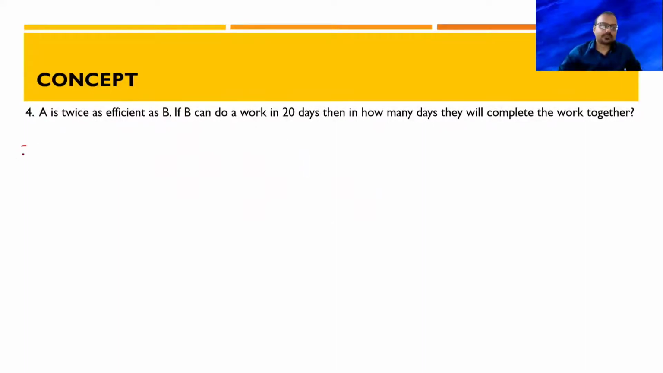Coming to question number 4. A is twice as efficient as B. So efficiency of A, we write as 1 by A, and efficiency of B is 1 by B. They are saying that efficiency of A is twice the efficiency of B. If B can do a work in 20 days, in how many days will they complete the work together?